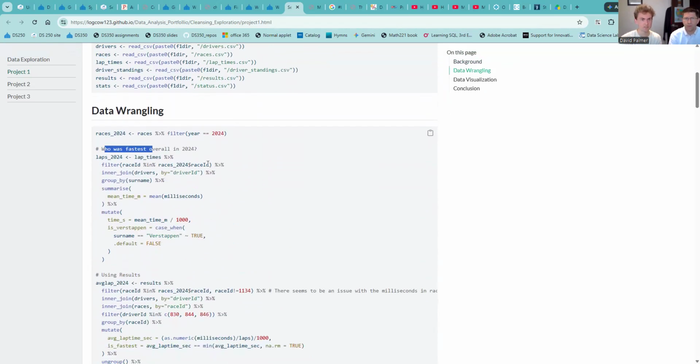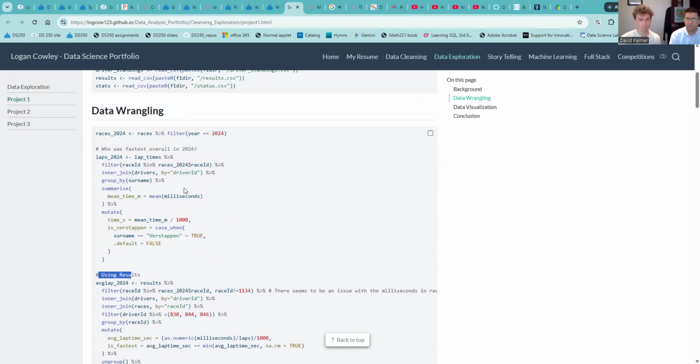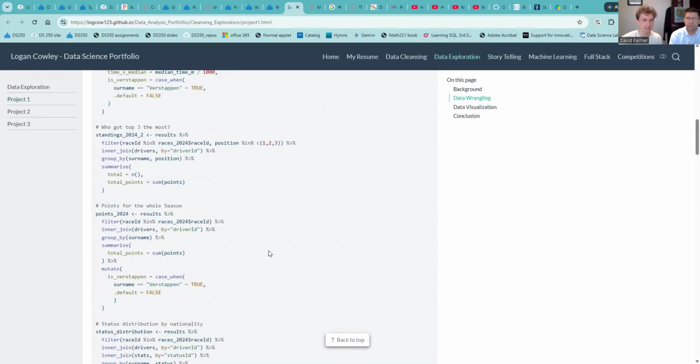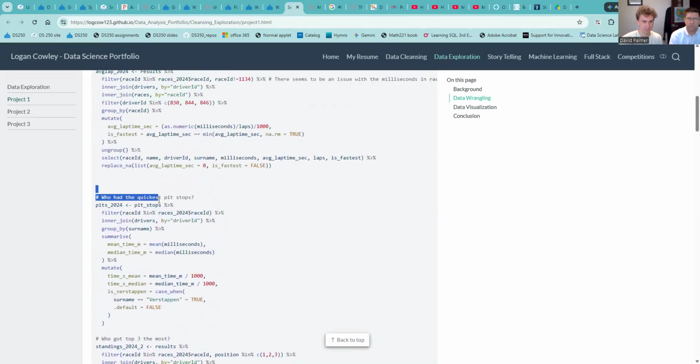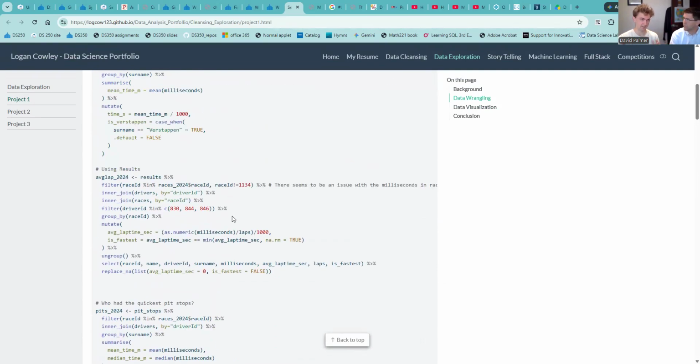You can see here who's the fastest overall in 2024 by using the lap times. This one was the same question, but I used the results of the total time of the race divided by the amount of laps they ran the race, which I thought was actually better for the visualization, which we'll go down to here later. Then we had quickest pit stops. I didn't actually end up using this one, but I chose to do that to see if they had a slower pit stop time, whether they had a quicker lap time.